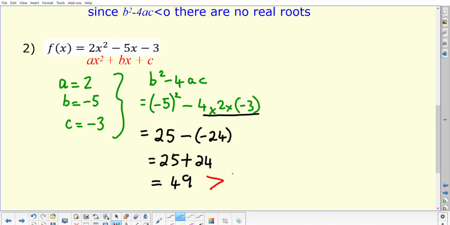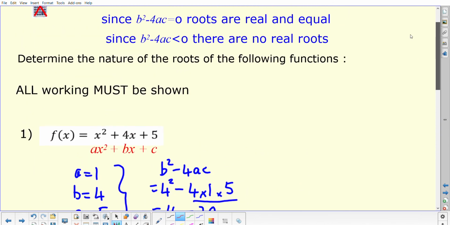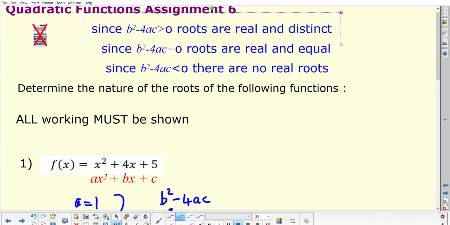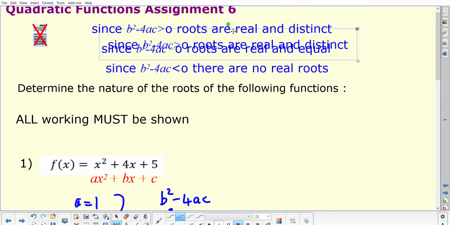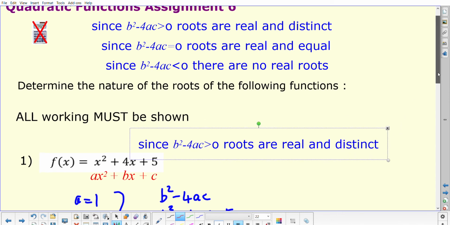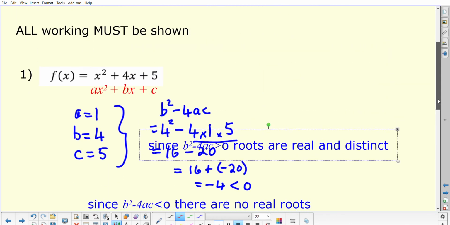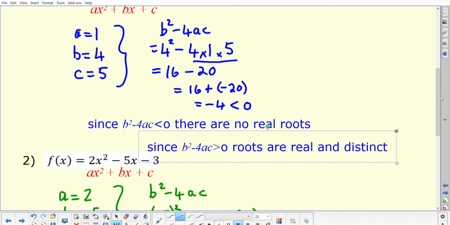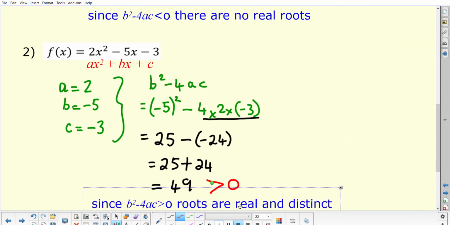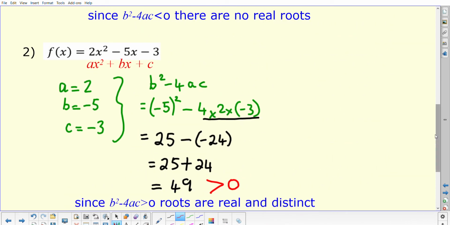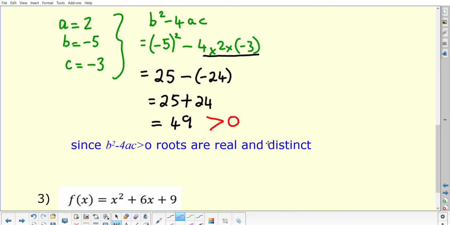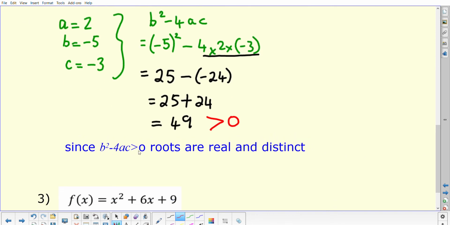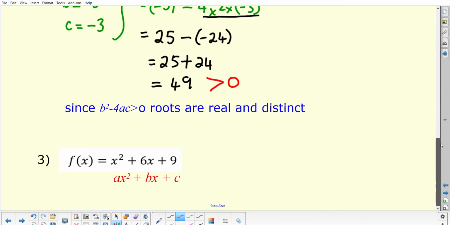Clearly that is greater than 0. And when your discriminant is greater than 0, that means you've got this scenario here where the roots are real and distinct. So you get 2 different roots, right? The word distinct just means they're different. And that's your conclusion with this one, that since your discriminant, your b squared minus 4ac, is greater than 0, roots are real and distinct, and you need to put that statement in.